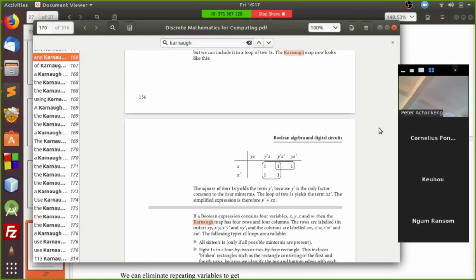Come to this other one. What is changing, or what is common? Z prime is common, right? What else is common? X is common. So the answer is X, Z prime.